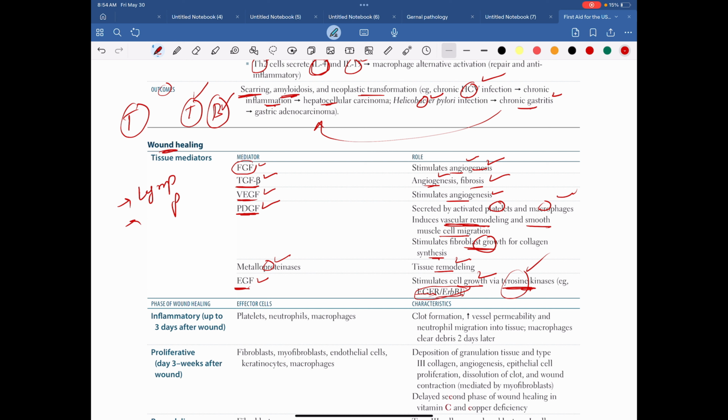Then after that, I already mentioned the important tissue mediators which are going to help in wound healing, like fibroblast growth factor, transforming growth factor beta, vascular endothelial growth factor, platelet growth factor, and metalloproteinases and epidermal growth factor, because these are the important points which they can ask you in the exam, like what are the tissue mediators that are going to help in angiogenesis, then what are the important mediators that are going to help in fibrosis. So that's all about acute inflammation and chronic inflammation.